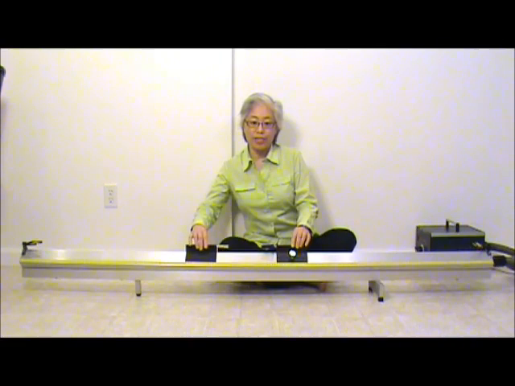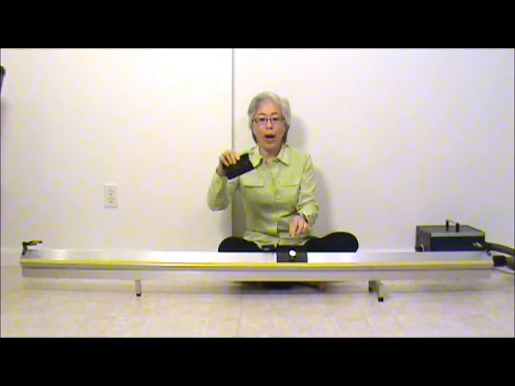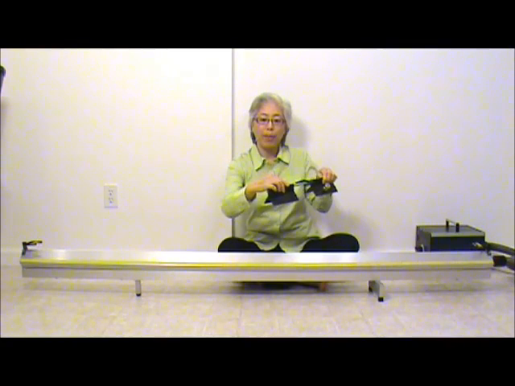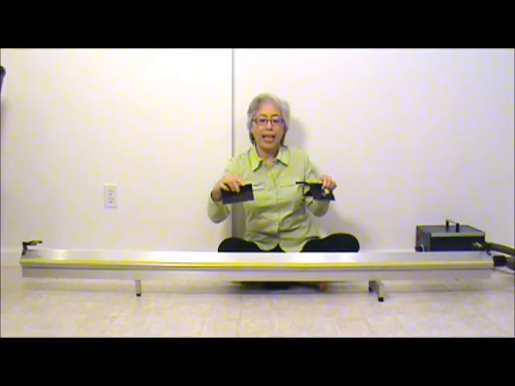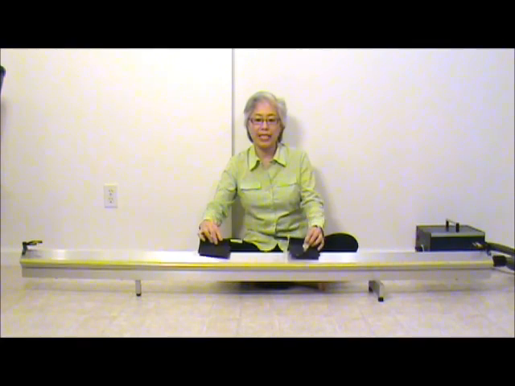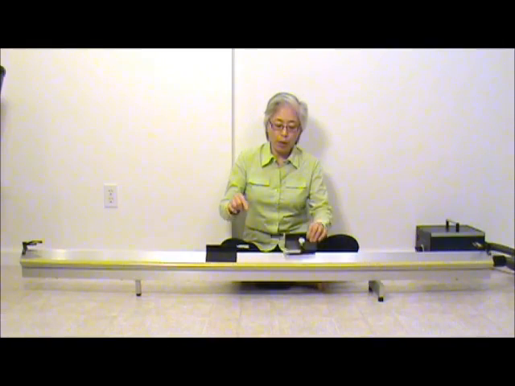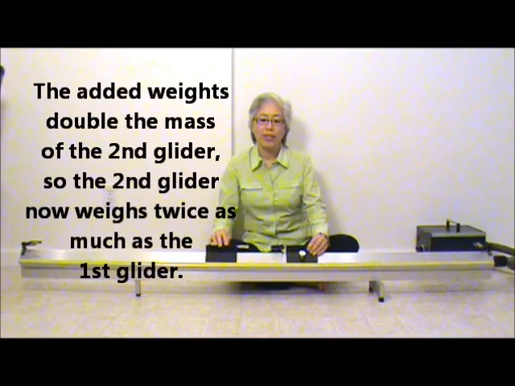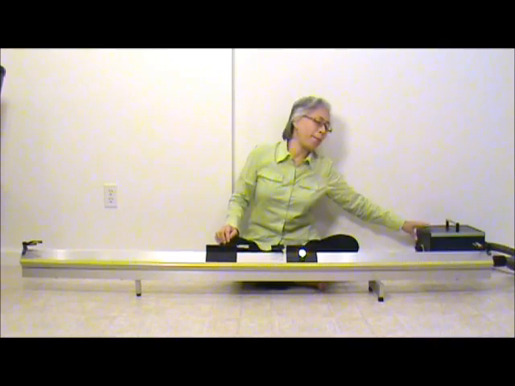For elastic collisions, I'm attaching a blade to one glider and a stretched rubber band to another glider. So when they collide, the blade will push into the rubber band and then bounce off. This will make the collisions between these two gliders very close to elastic. I have also added some weights onto the second glider, so it is heavier than the first glider. There are also stretched rubber bands at the two ends of the track. Let me turn on the pump.